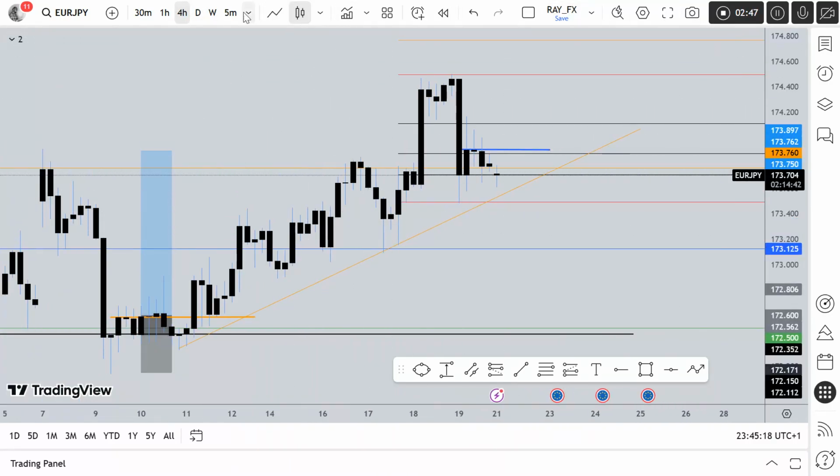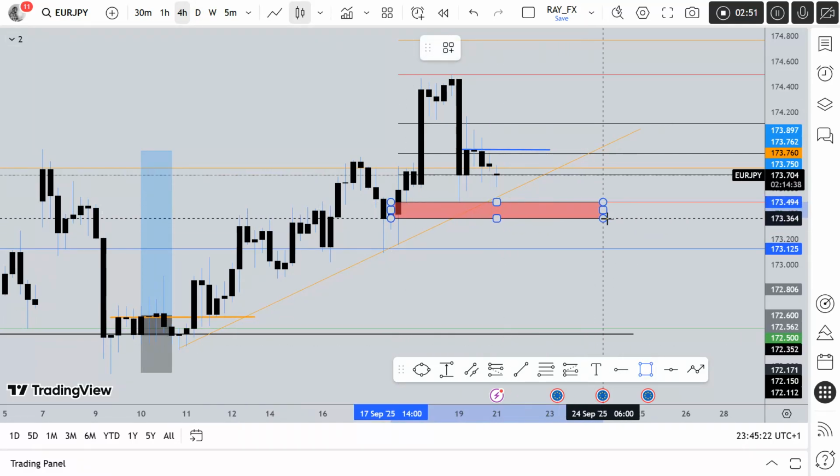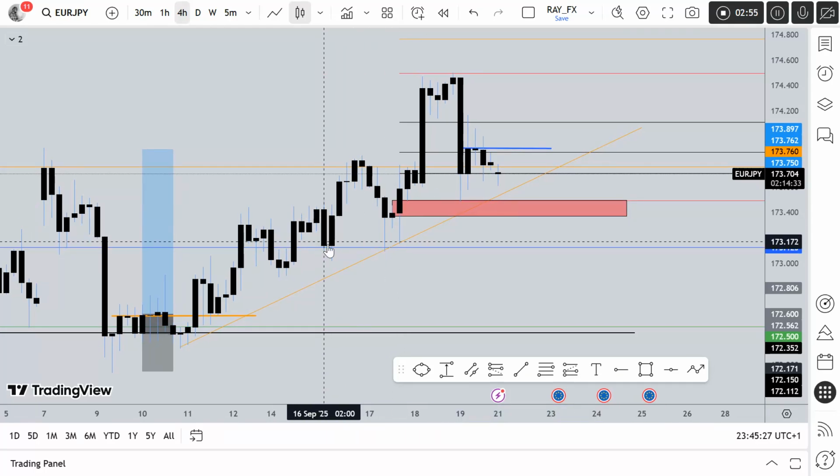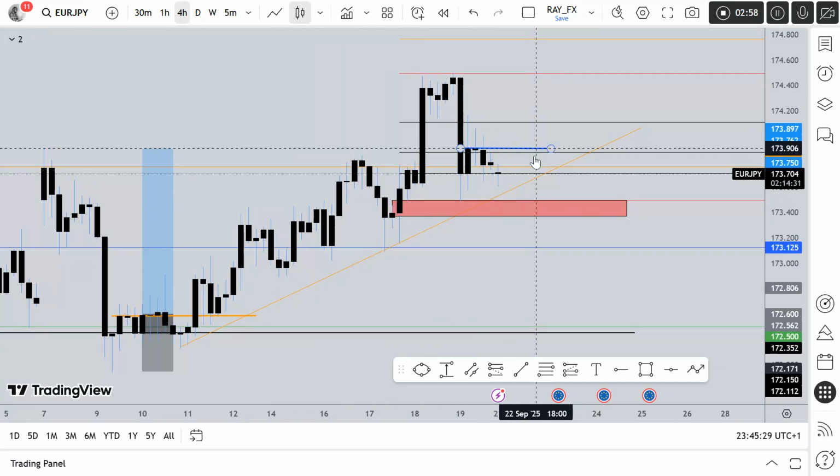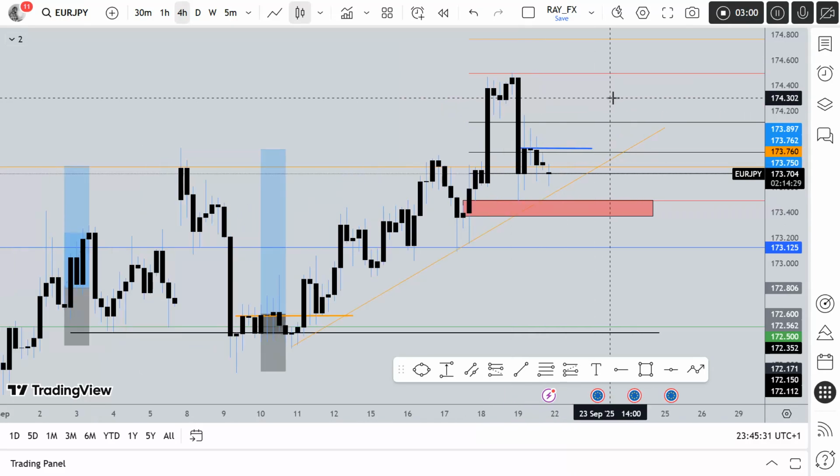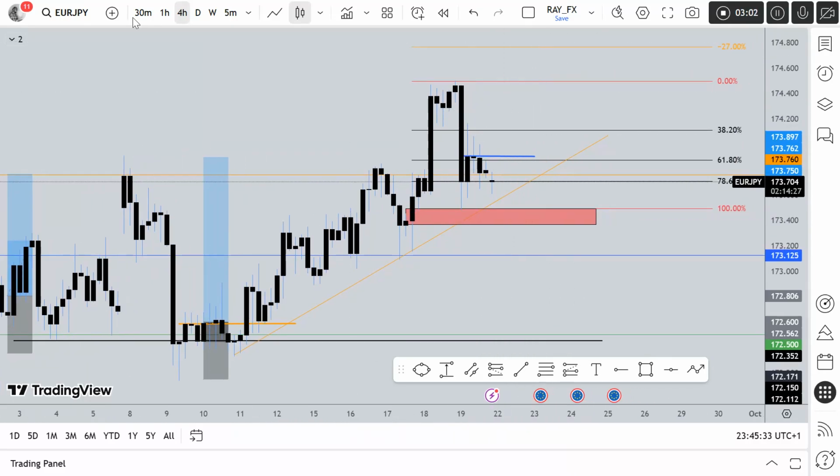So this is like a zone. We draw something out like this. This is like a zone where we could see price dip into 100% before it continues to the upside. So that's what I'm looking out for.